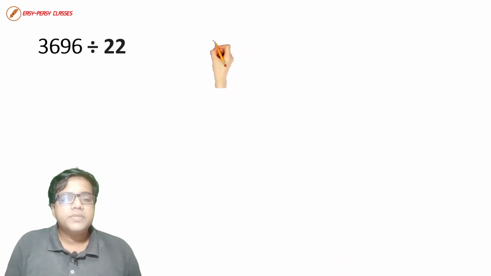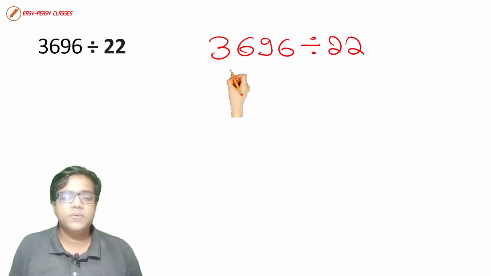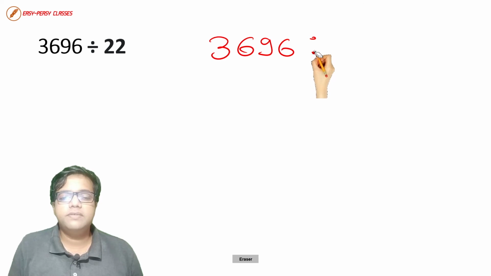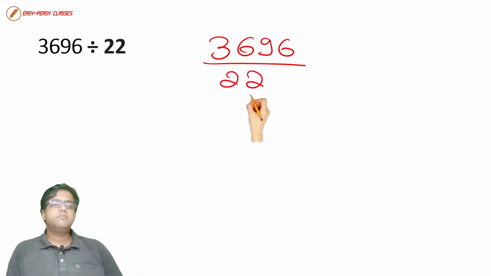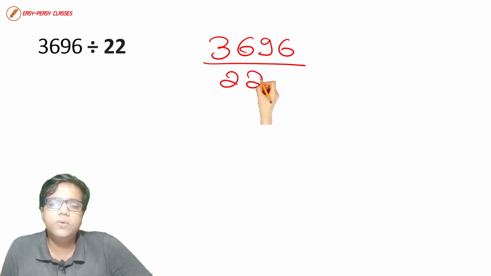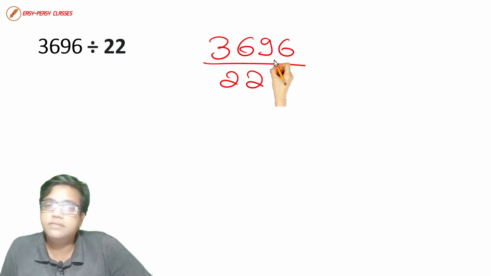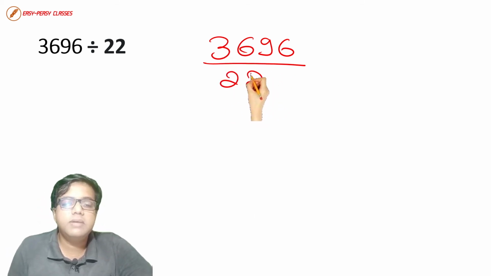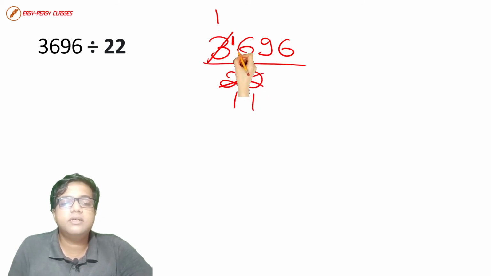Okay, let's move ahead. 3696 divided by 22. Divided by 22 means by 22, right? Both are even numbers, but can we divide 22 with 4? No. Can we divide 22 with 8? No. So we will divide it with 2 itself. In the first step, let's divide it with 2. 2 11s is 22. 2 1s are 2, 1 remains, it becomes 16. 2 8s is 16.